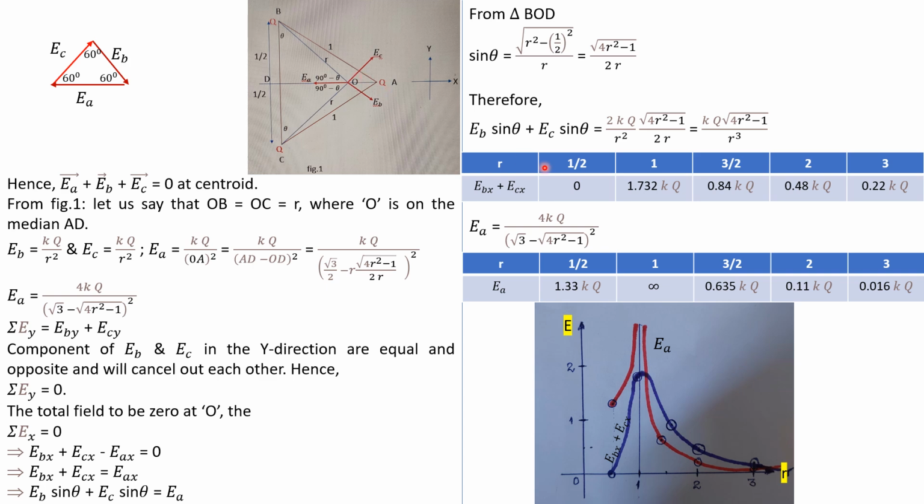But out of those 2 points, 1 point will be the centroid. So 1 point will be other than the centroid on the median. But we know that there are 3 medians in the triangle, and each median has the same centroid. So apart from the centroid, there will be 1 point on each median where the electric field will have 0 value, that is, vanishes.